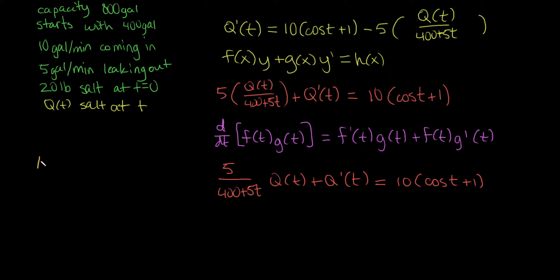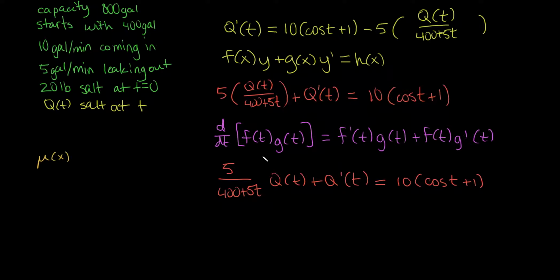So we're trying to think of a mu of x that if we multiplied it into the left side of this equation and into the right side, it would turn the left side here into a product rule derivative. So what could that function be? Well, we should leverage here that we have this term with the 5 divided by 400 plus 5t. This is going to be useful because it makes it different from this term.